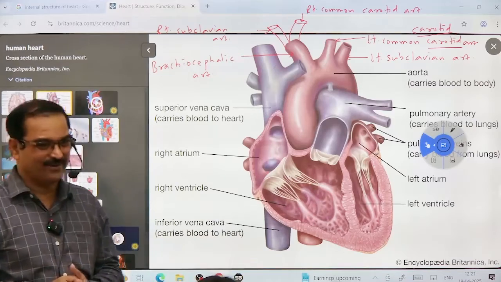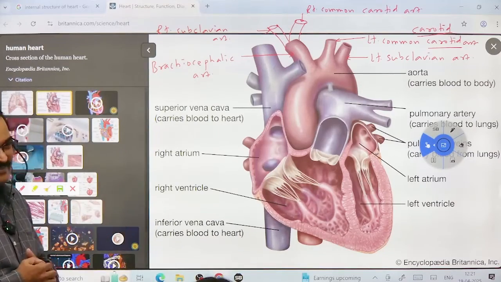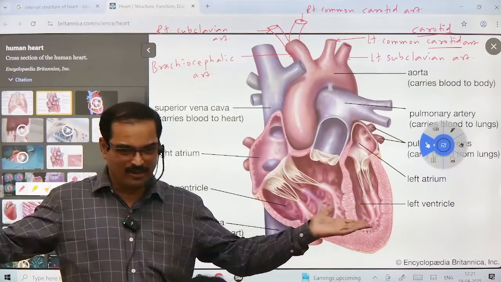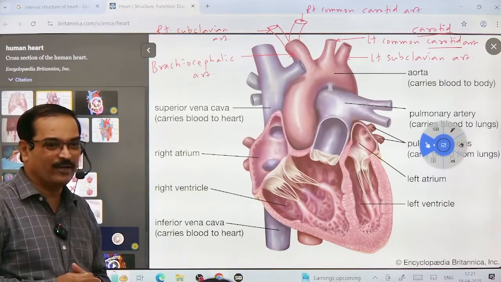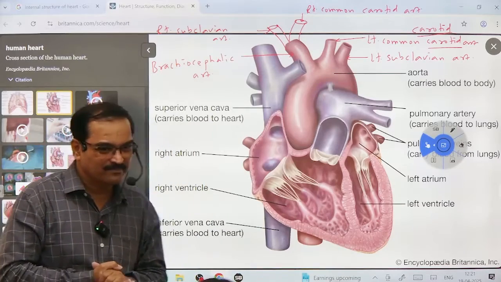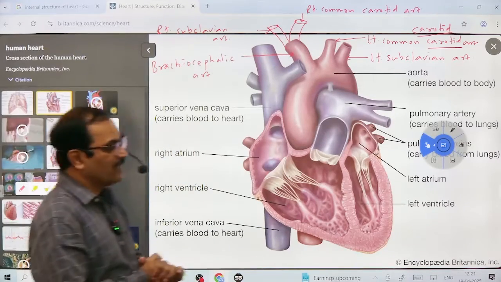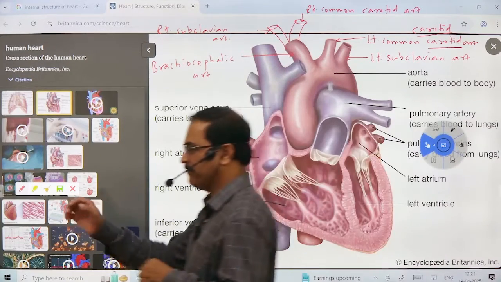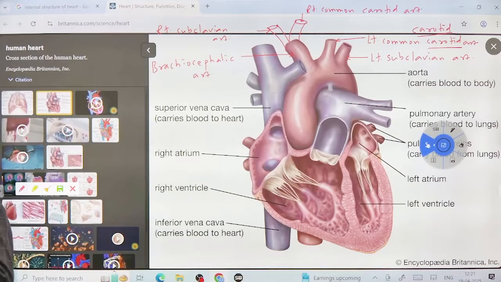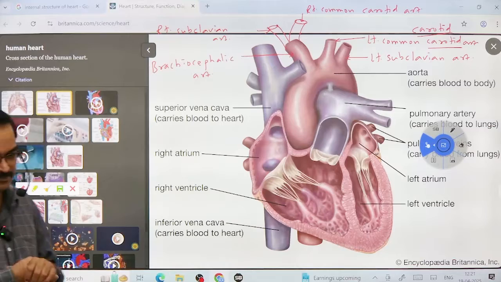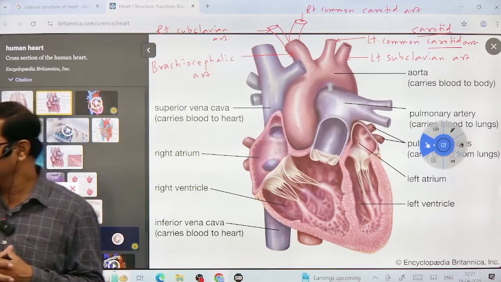Oh, okay. There are two subclavian, no? See, one second. There is left subclavian and right subclavian for the two arms. And what about common carotid? Right and left side of head, neck and brain. Okay. Are you getting? Right. Subclavian arteries supply blood to arms. That is four limbs.